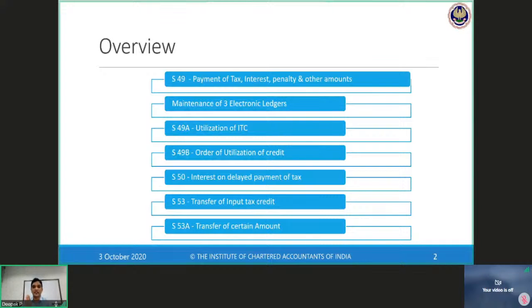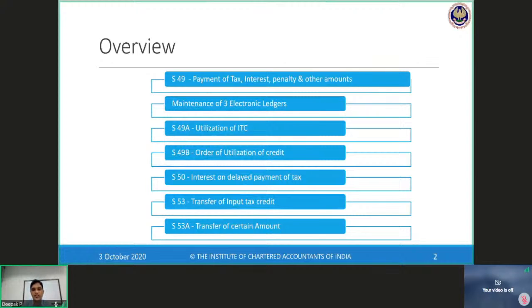Form GSTR3B has to be filed on the 20th of the subsequent month. So 10th is the due date for filing GSTR1, which is a return of all your outward supplies, and GSTR3B is the summary return of your sales and purchases and tax payment. If you don't pay your taxes, the returns do not get filed, because the taxes have to be paid with the returns. If you delay paying your taxes and filing your returns beyond the 20th, there is an interest component which is defined in section 50.